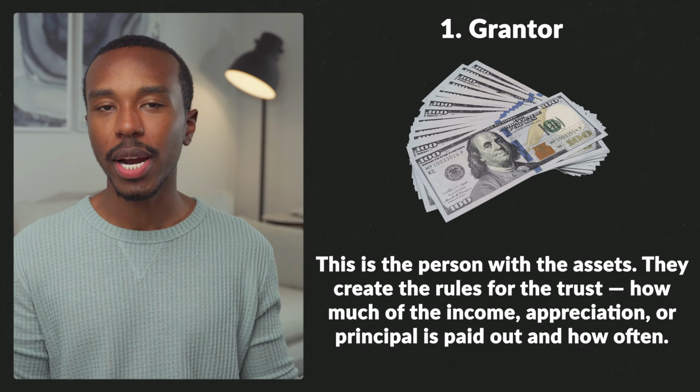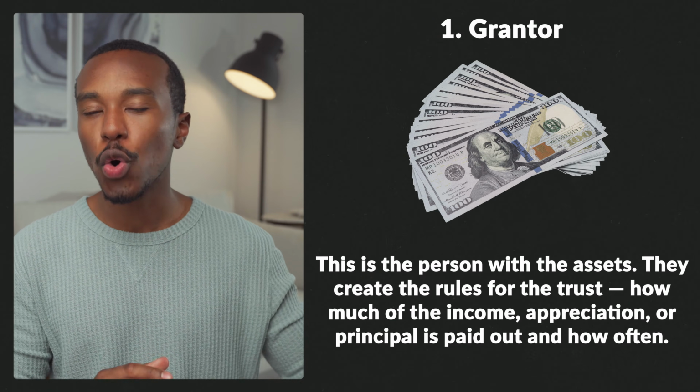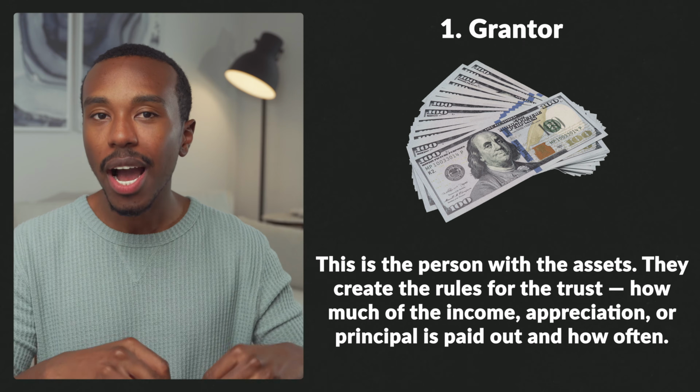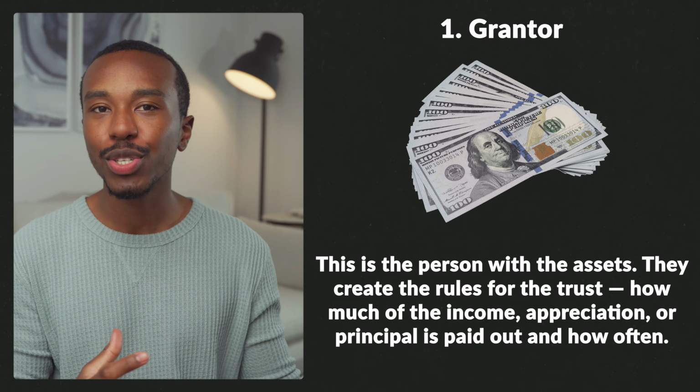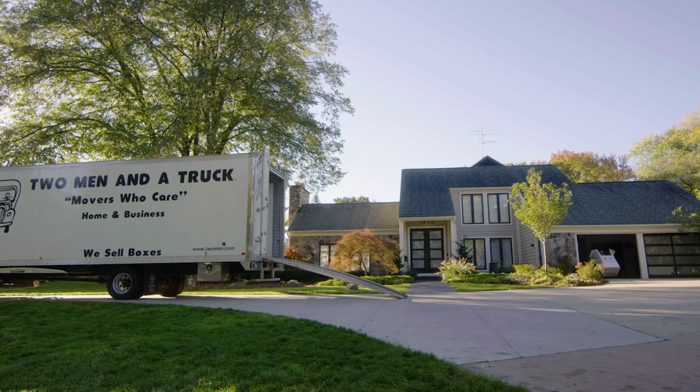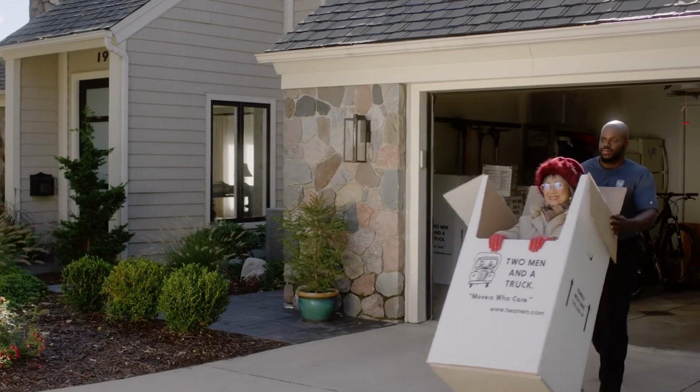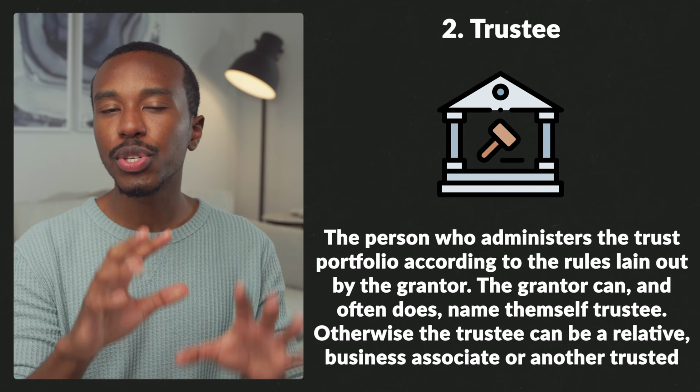Number 1, we have the grantor. This is the person who has the home, the cash, the investments right now, or the person that's packing up the moving truck with their stuff. They're also the person who decides all the rules for the trust, so for example, what they want to do with it, for how long, how much should be paid out, but we'll circle back to that in a bit. Number 2, there's the trustee.